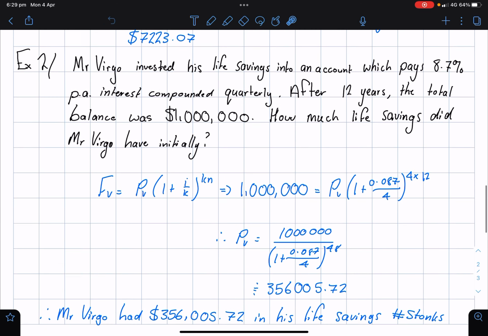So this is approximately equal to 356,005.72. Therefore, I had $356,005.72 in my life savings. And I can tell you what, that's pretty stonks.